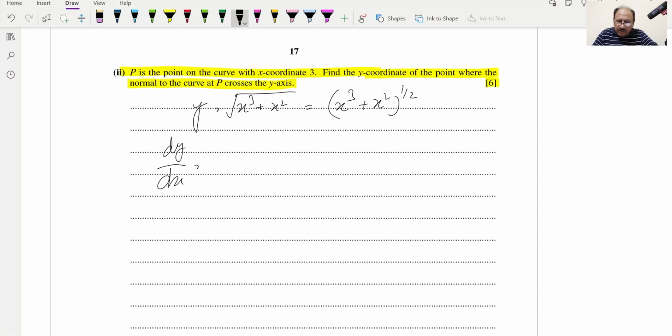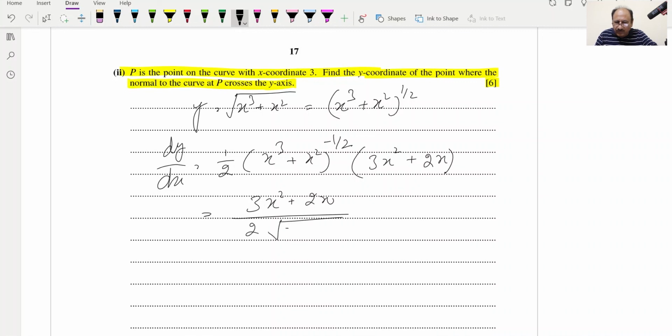We'll have to take the derivative, so the power will be pulled first. It will be (x cubed plus x squared) raised to the power 1/2 minus 1, which is minus 1/2, into the derivative of x cubed, which is 3x squared, plus the derivative of x squared, which is 2x. Now we can rewrite it as (3x squared plus 2x) over 2 under root of x cubed plus x squared.